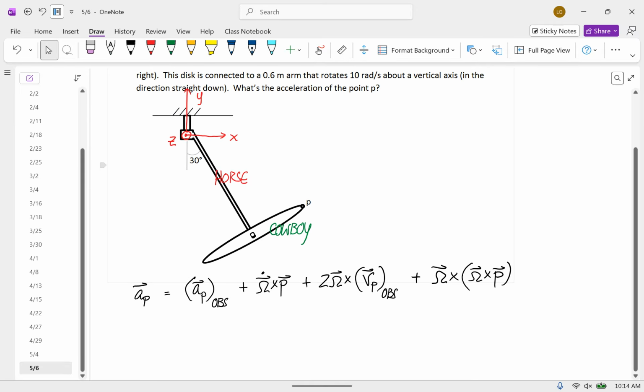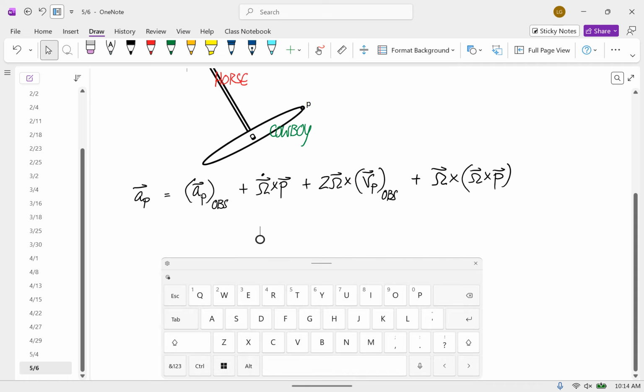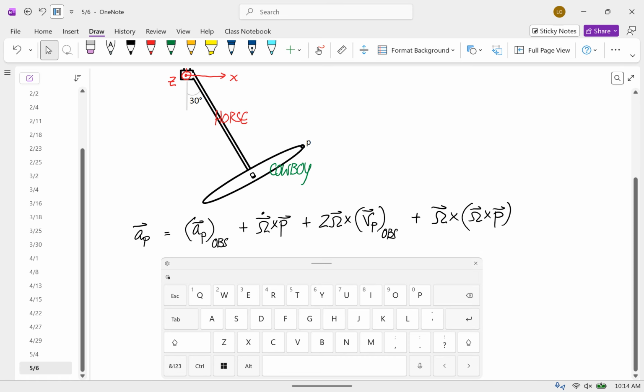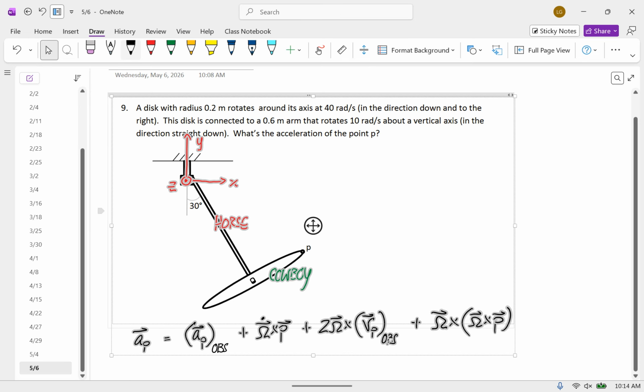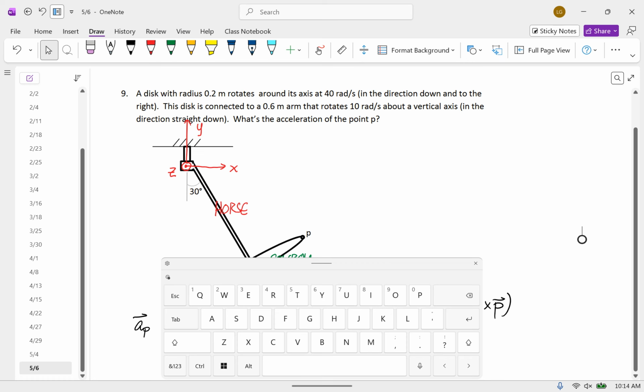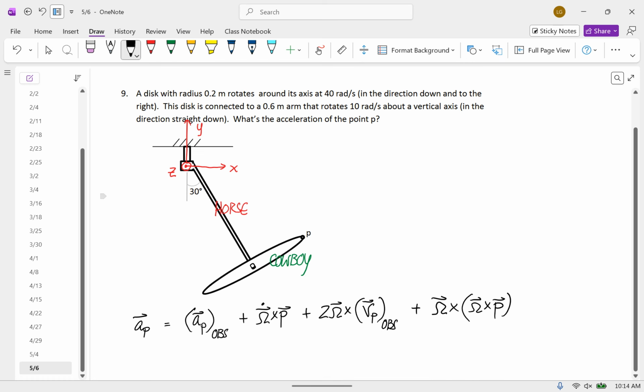So what do we know about the angular acceleration of the coordinate system? By the way, when I said 40, that was wrong. That's the thing for the disk, but the principle that I was talking about is still the same, but we'll get to that in a second. So we have this arm that rotates at 10 radians per second about a vertical axis, and it doesn't have any angular acceleration. And it says that the vertical axis is straight down.